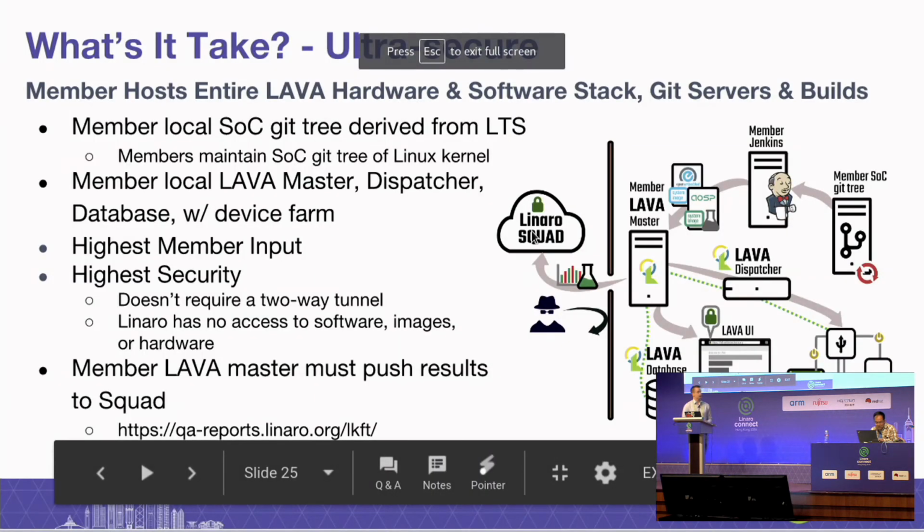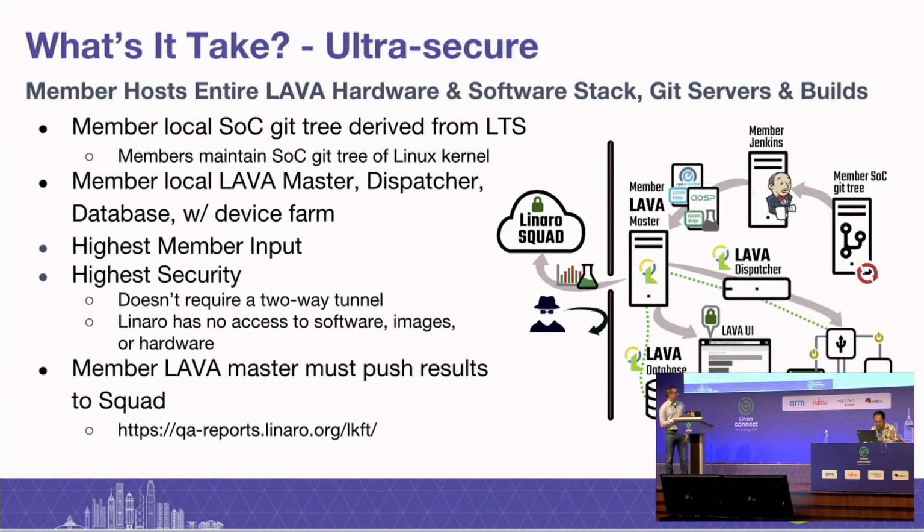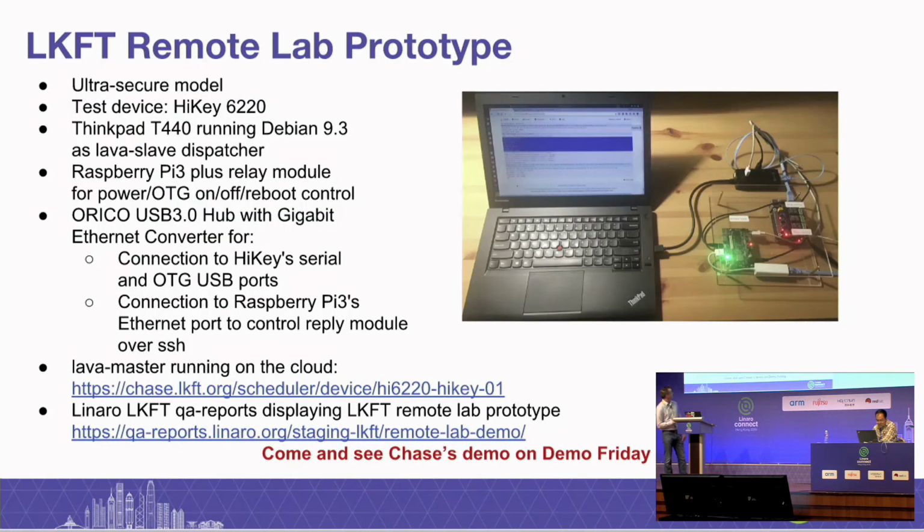So this is actually the model that Chase is using for the demo. Like I said, he has his own LAVA, his own Jenkins. I believe he's just pulling from a publicly accessible Git tree, but that's not terribly complicated. And then he's reporting the information back to Linaro's SQUAD instance. So like I said, he's running under the ultra secure model.